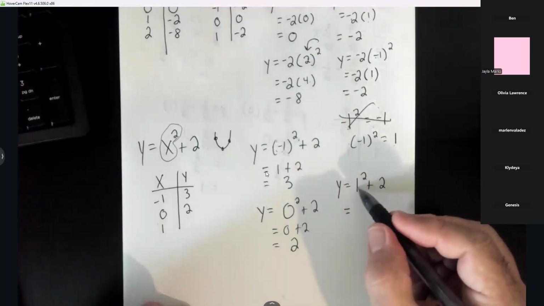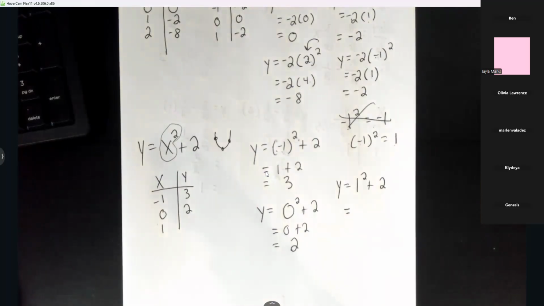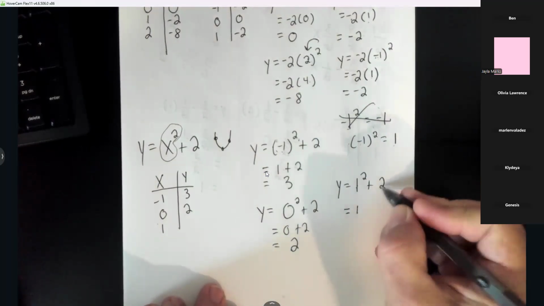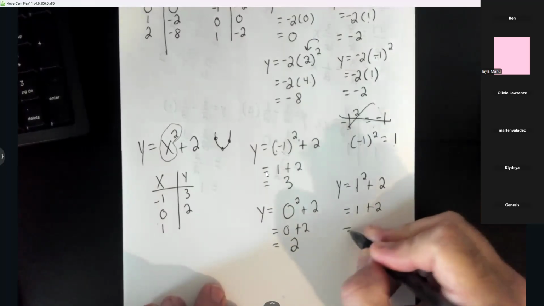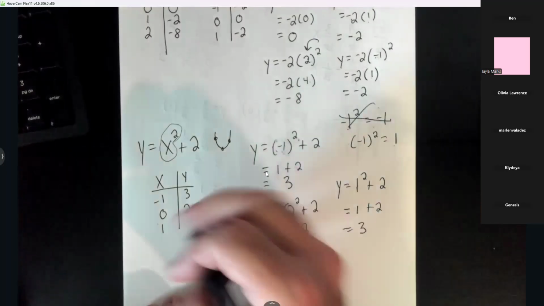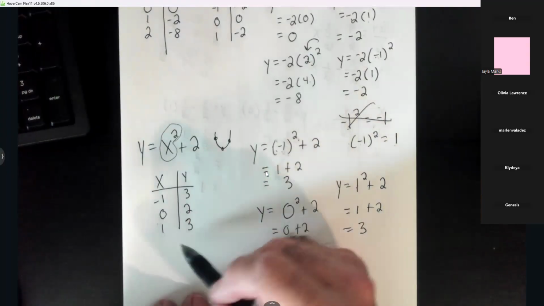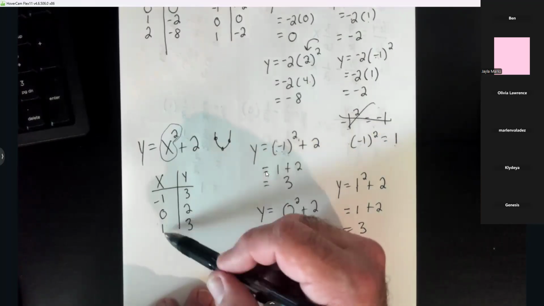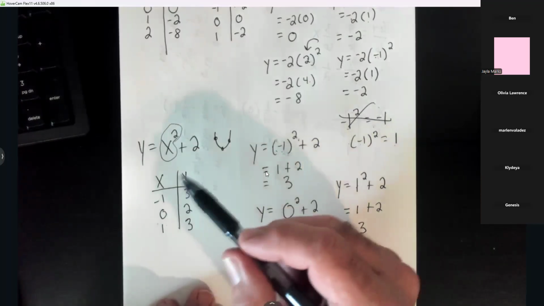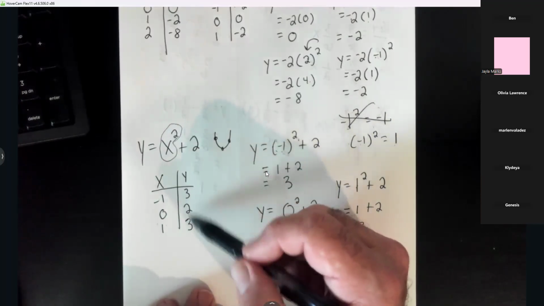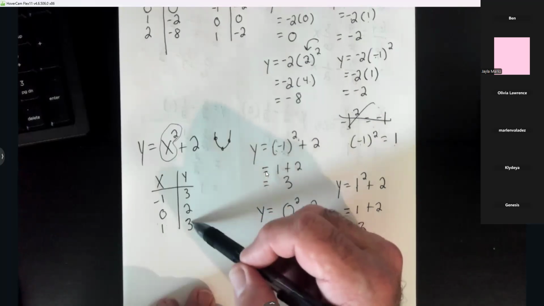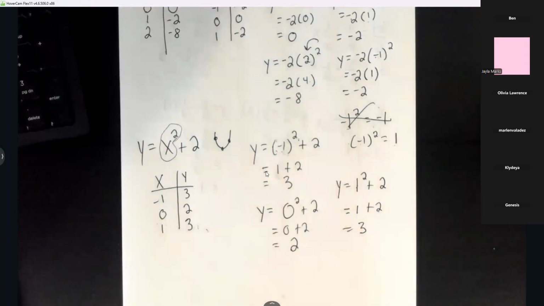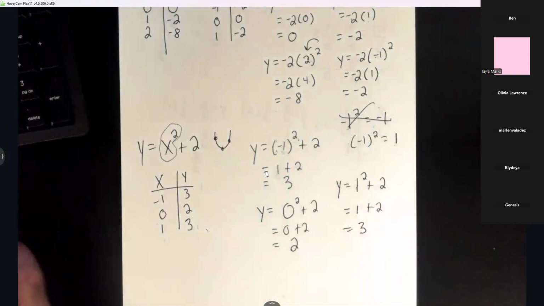Now, positive numbers, you don't have to put in parentheses. It's going to square that 1. 1 times 1 is 1, plus my 2. And 1 plus 2 is 3. Y'all, if you're using negative numbers and positive numbers that match other than their sign, y'all better be getting the same answer on these y values, okay? So -2 and +2 would have the same y value, and so on, okay?